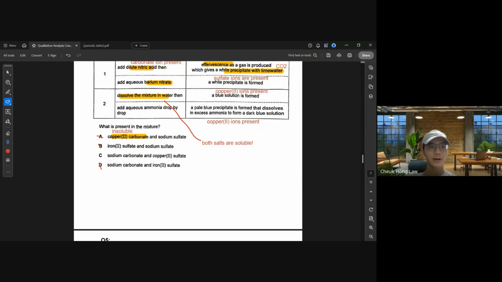Then if I check this one, sodium carbonate and copper 2 sulfate. Sodium carbonate is soluble, yes, because sodium is from group 1. Then copper 2 sulfate is also soluble because all sulfates are soluble except for calcium, barium, and lead 2 sulfate. These are your insoluble sulfates, and copper is not one of them. So sodium carbonate and copper 2 sulfate, they are both soluble, which means C is your answer.